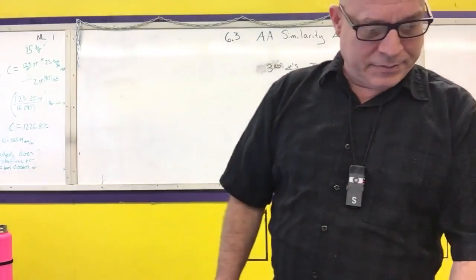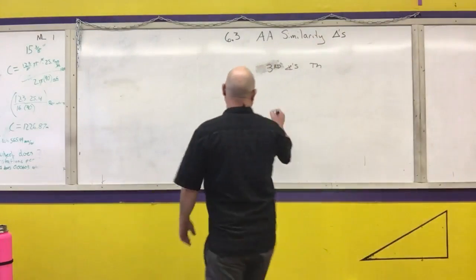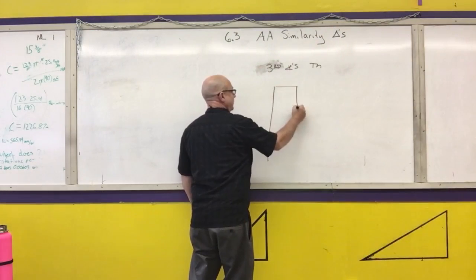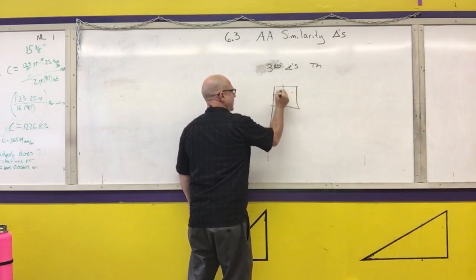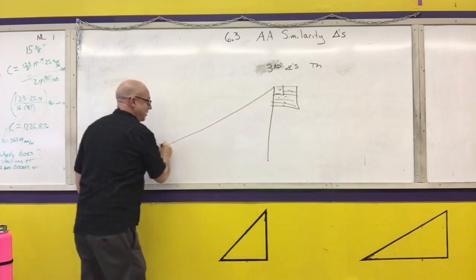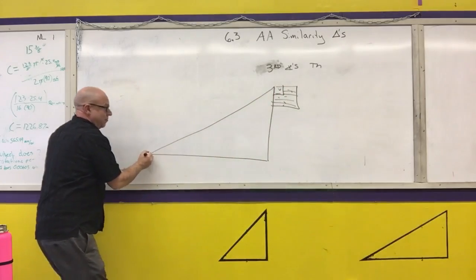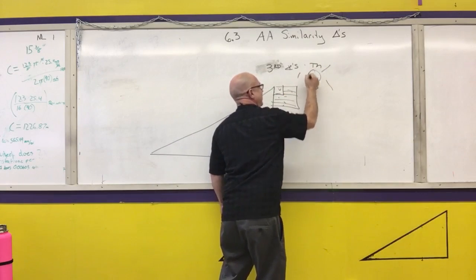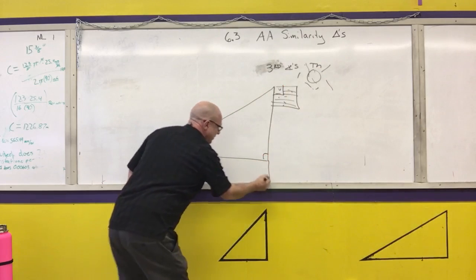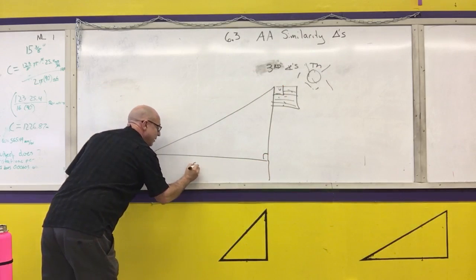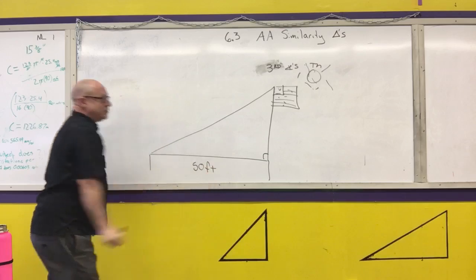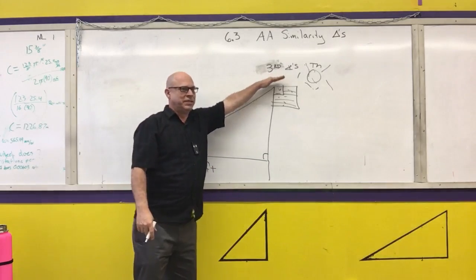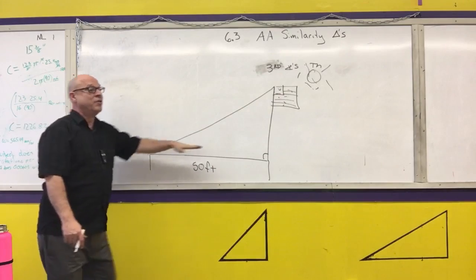So example 3 says a flagpole casts a shadow that is 50 feet long. What shape is that? That's a right angle. And what was this distance? 50 feet. Because that's a shadow. Sun's up here, flagpole's out here, shadow goes all the way down here. And you end up with a right triangle, right?